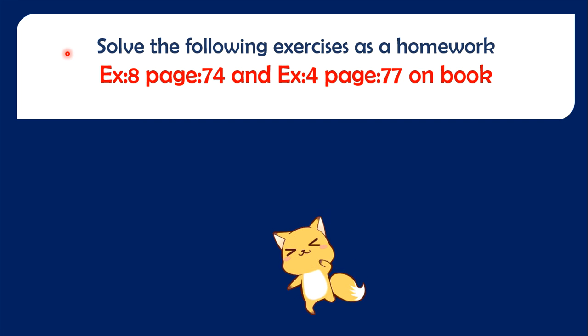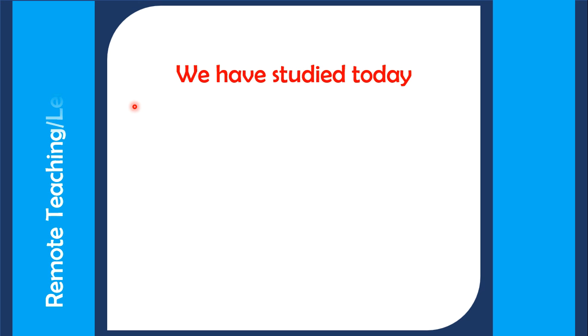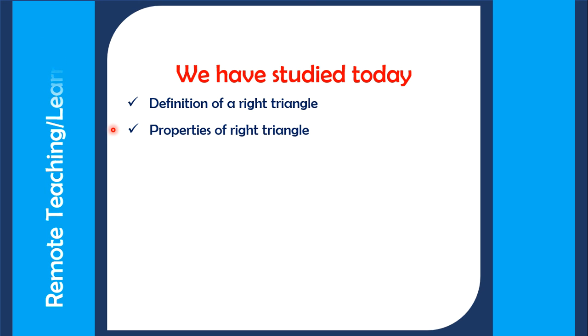You have to solve the following exercises as a homework. Exercise 8, page 74, and exercise 4, page 77 on your book. We have studied today definition of a right triangle, properties of a right triangle, and constructing a right triangle.